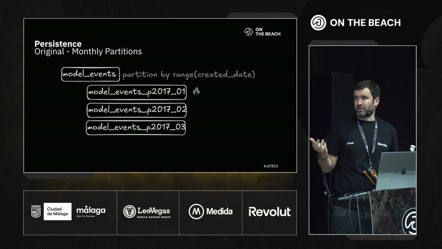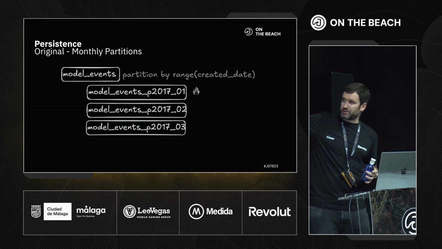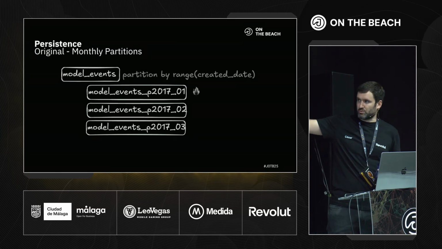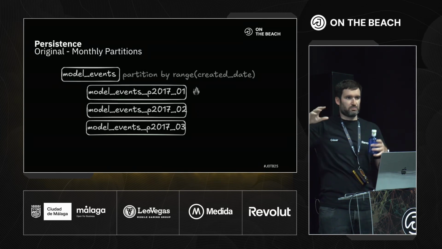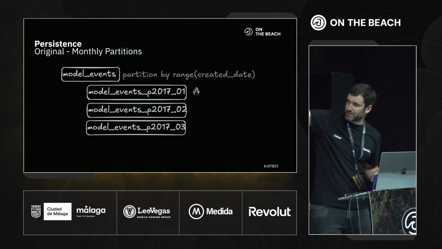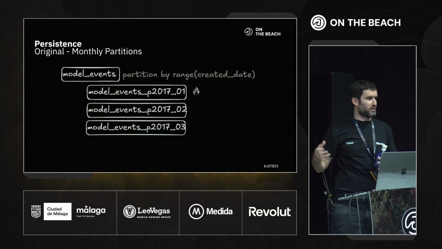but it has one problem. You are only persisting in a single table. So despite having three tables available in this example, you will only be persisting in whichever is current right now. The rest of the tables won't be actively inserted into. So this small fire that I added is meant to represent a hotspot.